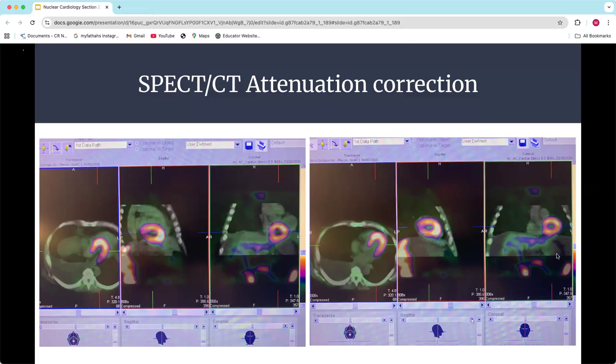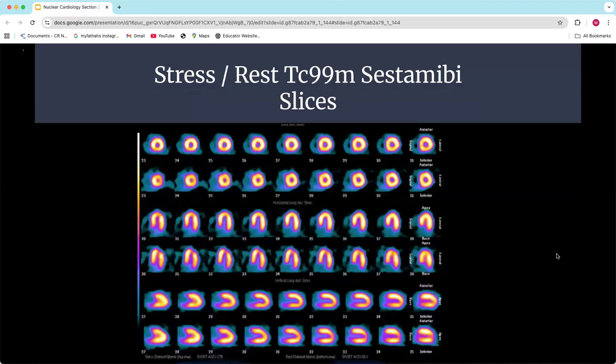And it can prevent us from sending someone to the cath lab that doesn't need to go to the cath lab. So, okay, here's a good clean image of a Sestamibi, Technetium-99 scan. You can see that the rest and the stress both look pretty good. We've got all of our views. This is a normal scan, what it should look like.